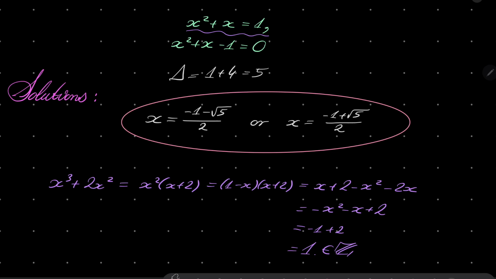They are connected to the golden ratio, by the way, because the first number is minus the golden number. The second one is the inverse of the golden number. And that's it.